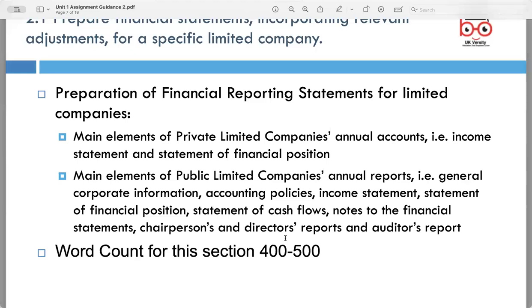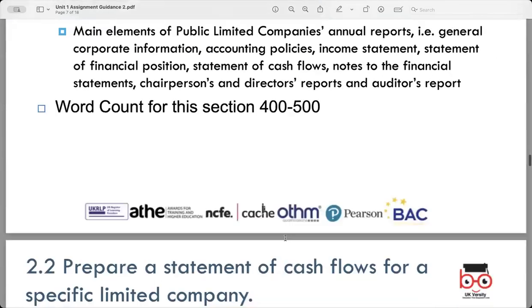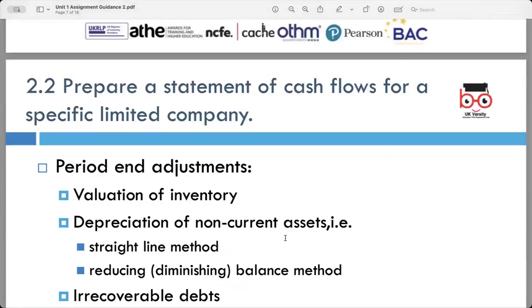The word count for this section is around 400 to 500 words. Next is to prepare a statement of cash flows for a specific limited company.